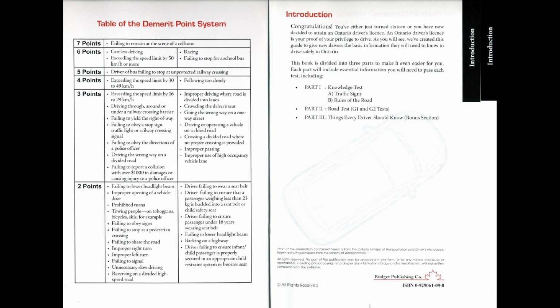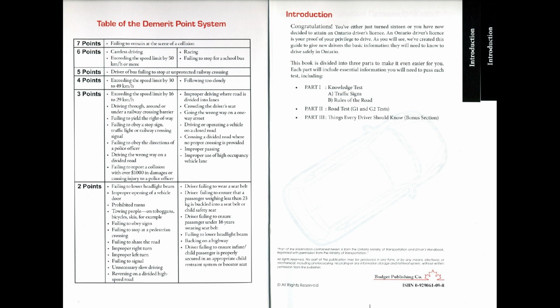Failing to report a collision with over $1,000 in damages or causing injury to a police officer. Improper driving where road is divided into lanes. Crowding the driver's seat. Going the wrong way on a one-way street. Driving or operating a vehicle on a closed road. Crossing a divided road where no proper crossing is provided. Improper passing. Improper use of high-occupancy vehicle lane.